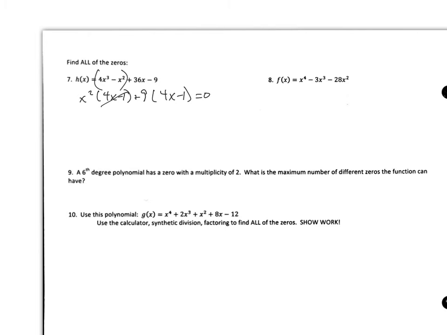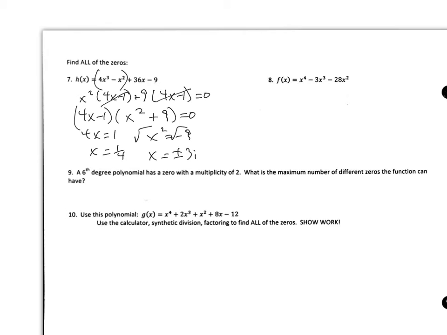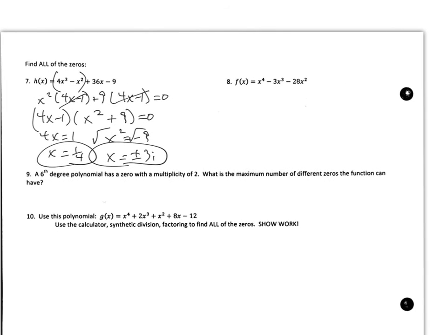So now we have 4x minus 1, and the second quantity is x squared plus 9. So here we get 4x equals 1, so x is 1/4. And here we get x squared equals -9, and we are going to have some imaginaries, but it's okay because of the directions, plus or minus 3i. So we get all 3 answers. You can tell by the degree. All means the degree should match the number of answers. Reals, sometimes it won't.